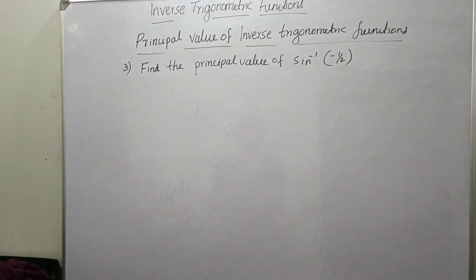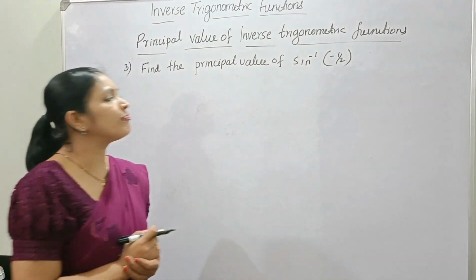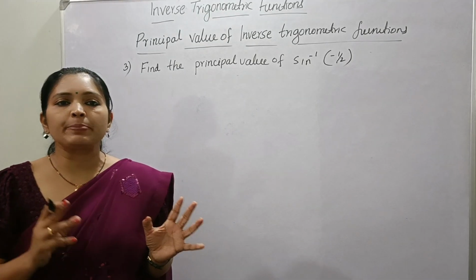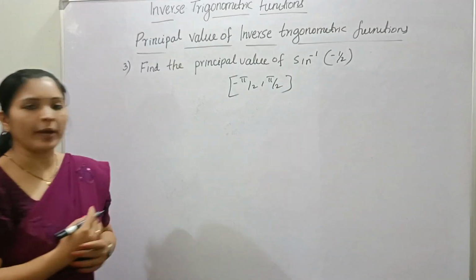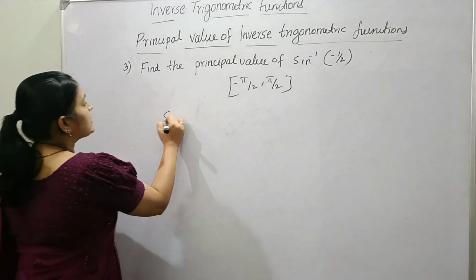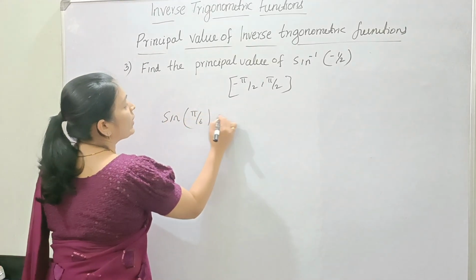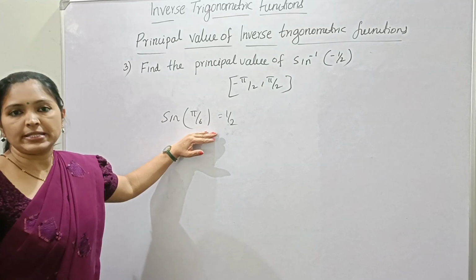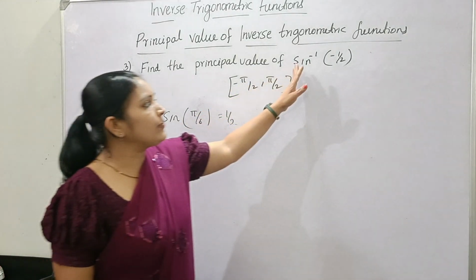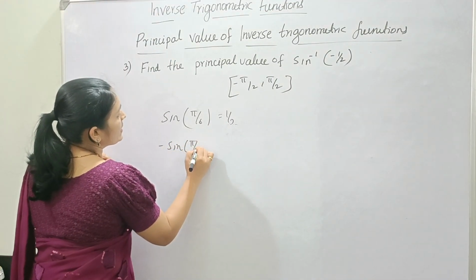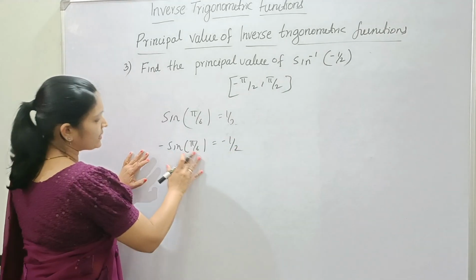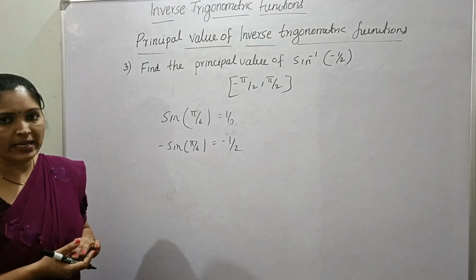Next question. Find the principal value of sine inverse of minus 1 by 2. So here also, first of all, let us write the principal value branch of sine inverse function, that is the closed interval minus pi by 2 to pi by 2. And here we have sine of pi by 6 is 1 by 2, right? Here we need sine inverse of minus 1 by 2, right? So minus sine pi by 6 is minus 1 by 2. We know that sine of minus theta is equal to minus sine theta.